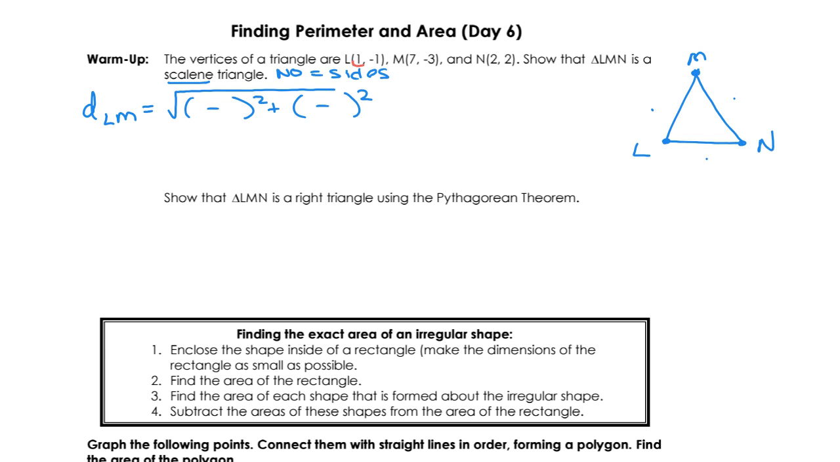And we'll grab L's and M's x-coordinates, which is 1 and 7, and then their y-coordinates of -1 and -3. 1 minus 7 here is -6, and -6 squared is 36. Here, -1 plus 3 is 2, and 2 squared is 4. And so this side comes out to have a distance or length of the square root of 40. So on LM, I have the square root of 40. All right, next up, we'll do the distance of MN.